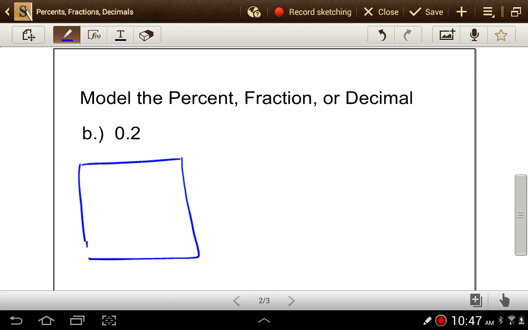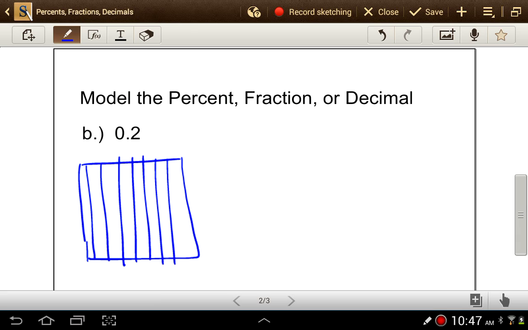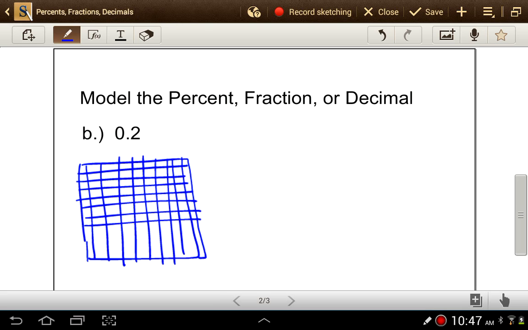Okay. 1, 2, 3, 4, 5, 6, 7, 8, 9. Let's count 1, 2, 3, 4, 5, 6, 7, 8, 9, 10. And then the same going down. 1, 2, 3, 4, 5, 6, 7, 8, 9, 1, 2, 3, 4, 5, 6, 7, 8, 9, 10 sections. So I have my 10 by 10 grid.